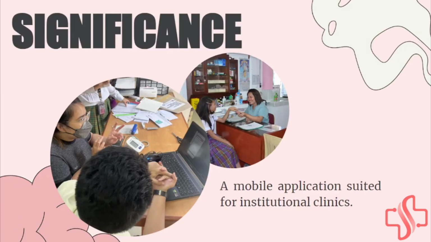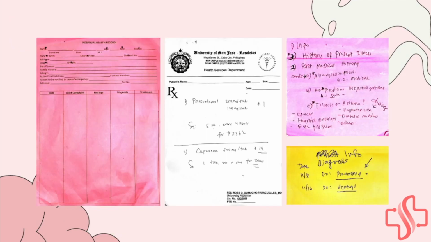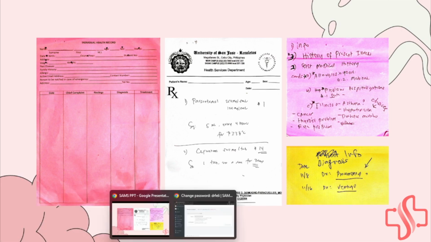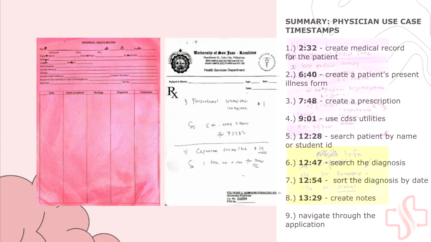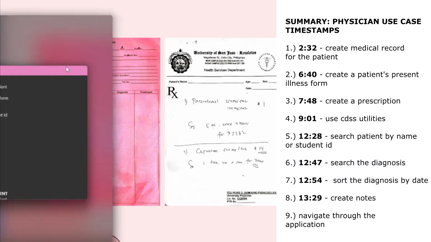So this is the significance of the SAMS application. As you can see here, this is the standard way of record keeping. On your far left is the individual health record form used to record patients, and at the very middle is the prescription form. Now, what if it were converted to a digital form? The next part of the presentation is the demonstration of the user physician.